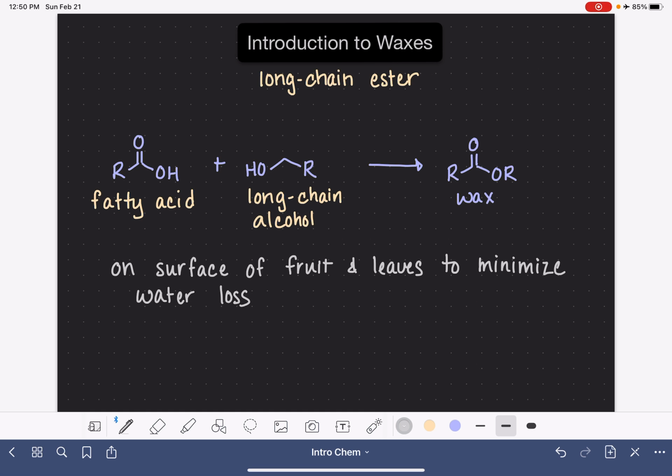Waxes are also found on skin, on fur, and on feathers of animals, and in that case, it is to help with waterproofing.